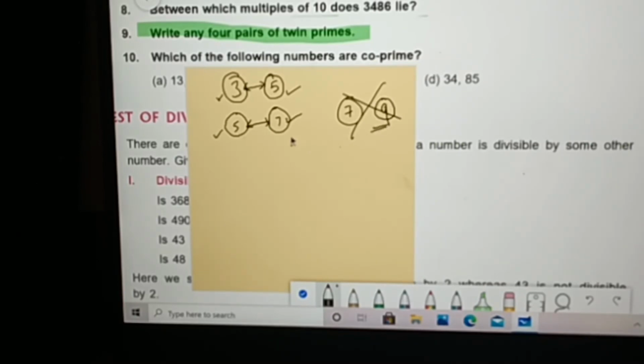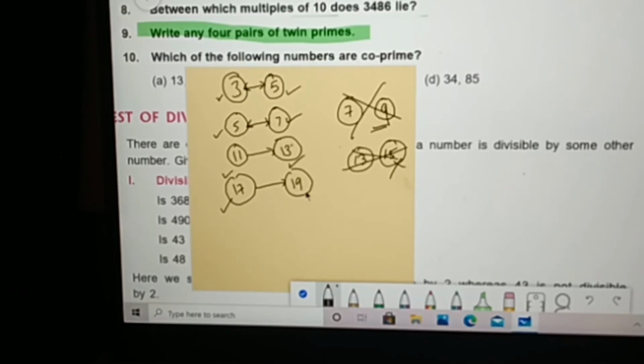So then after 7, 9, we have 10, 11. So we take 11 and leave 12 and write down 13. So here we have 11 and 13, both are primes and their difference is 2. And now 13 and 15 cannot be taken because 15 is not a prime number. It is divisible by 5 and 3. So now after that we have 17. So 17, leave 18 and 19. So here we have 17 and 19, both are primes and their difference is 2.